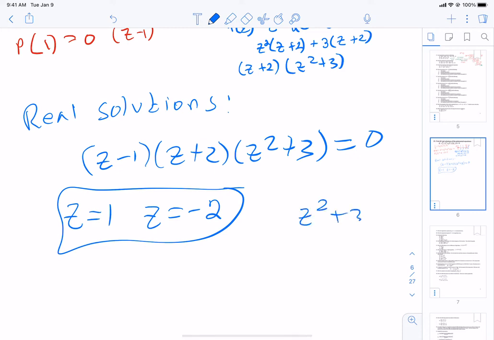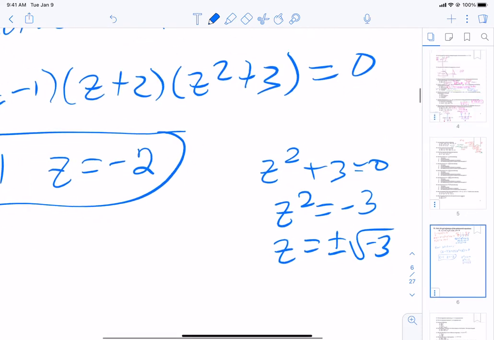Now if they said to find all solutions or complex solutions, you can't forget about this dude here. Z squared plus 3 equals 0 when z squared equals negative 3, or z equals plus or minus the square root of a negative. Now that's why it's not a real solution, it's a complex solution. And so that's plus or minus the square root of 3i.